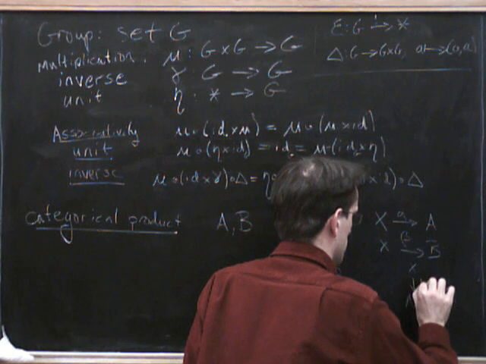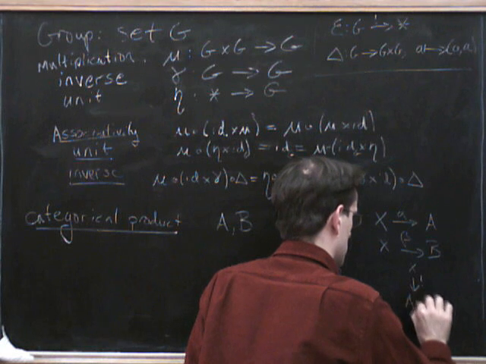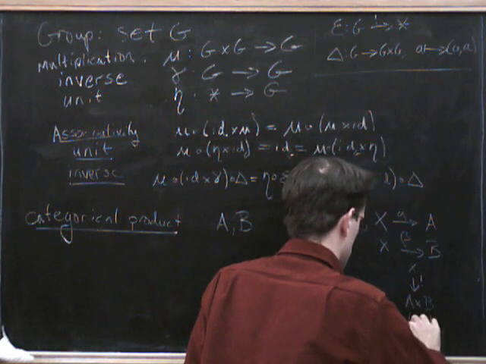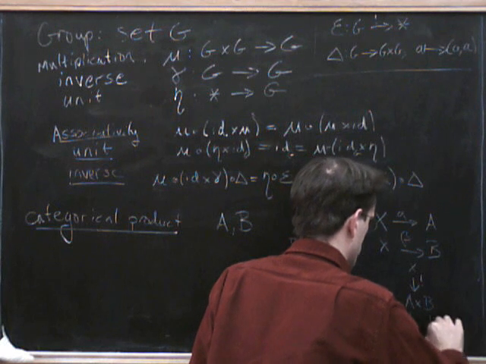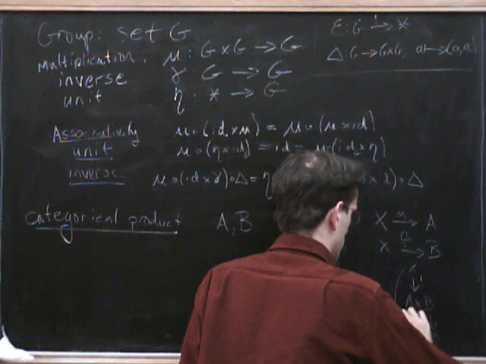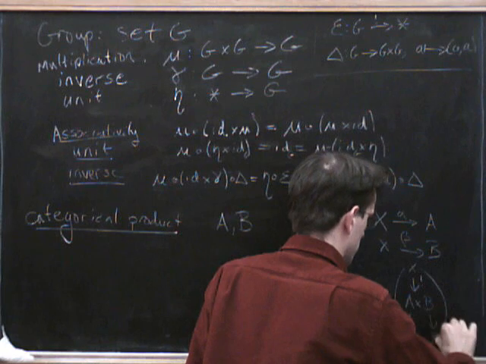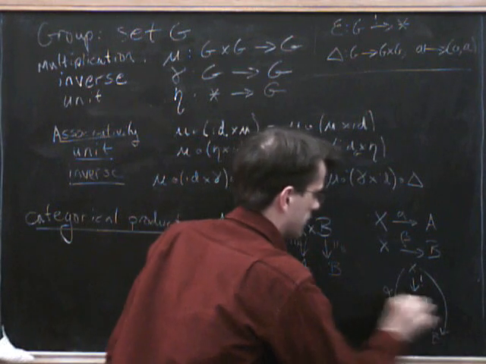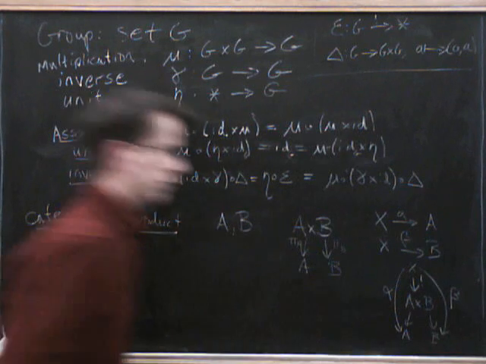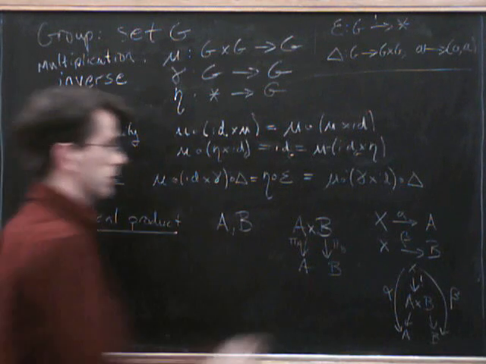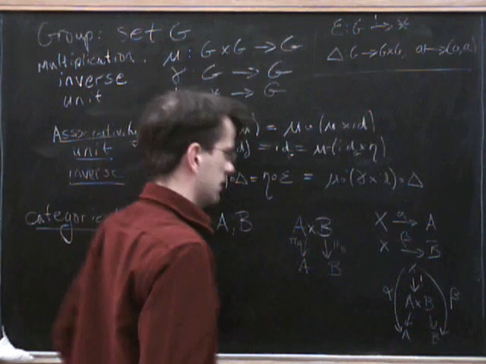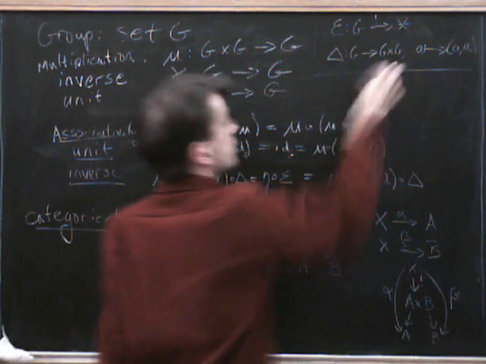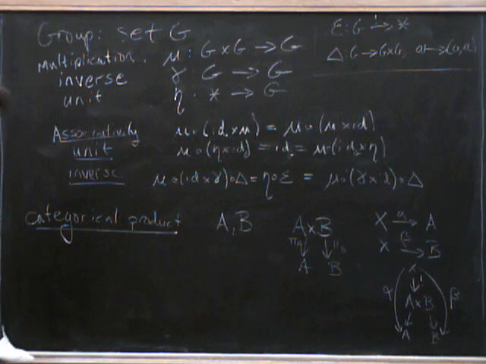A cross B, such that if we compose that with either of the projections, then we get the two maps that we first thought of. So given two such maps, we have this. This is the fact that we have a categorical product. So the Cartesian product is the product in the categorical sense.